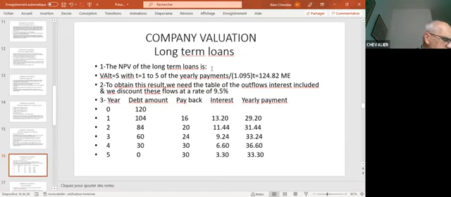So the value of the long-term debt, the ALT here, is equal to S, with sigma, the total, with t, the number of years moving from 1 to 5, of the yearly payment, and all these should be divided by 1.095^t, and we will obtain 124.82.